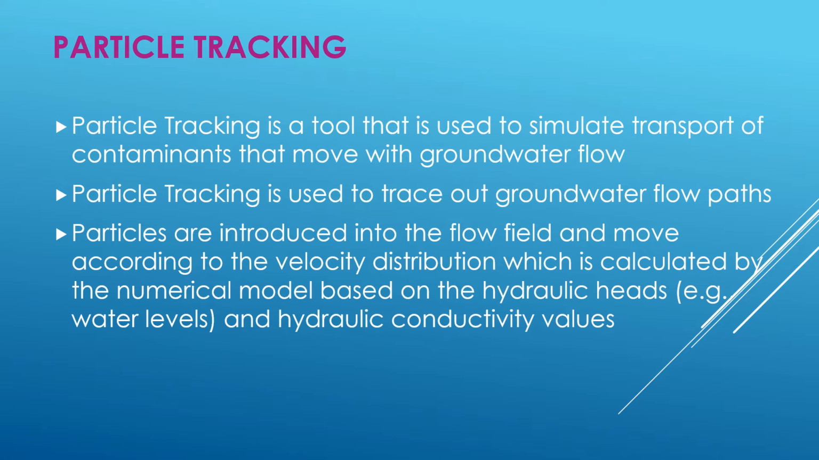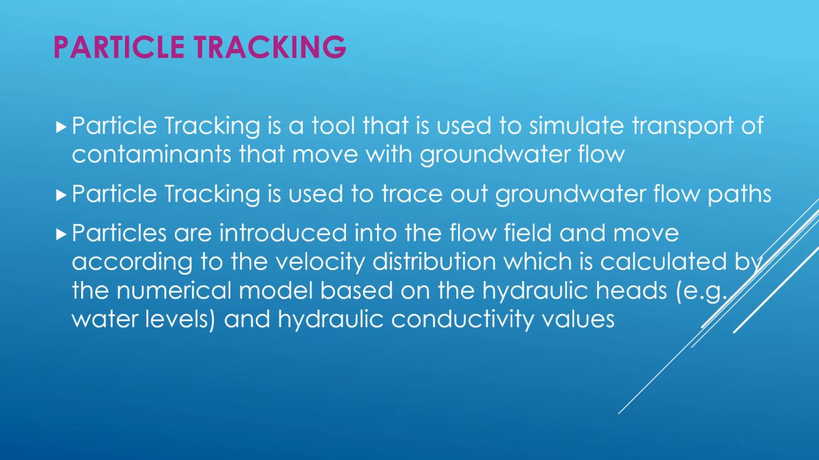Particle tracking is a tool that is used to simulate transport of contaminants that move with groundwater flow. It traces out groundwater flow paths. It does this by introducing particles into the flow field and allowing them to move according to the velocity distribution, which is calculated by the numerical model based on the hydraulic heads, that is the water levels, and the hydraulic conductivity values.